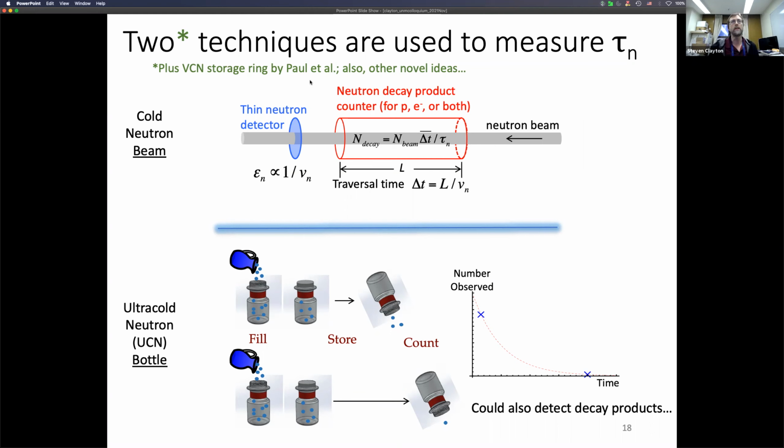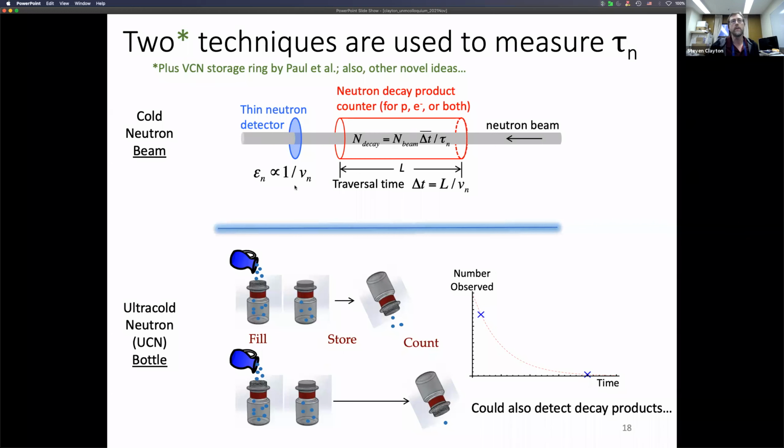And there are other cool ideas, but right now they're not competitive as far as the precision. So basically, you have the cold neutron beam experiments that use pretty intense sources of cold neutrons. In this case, say the neutrons come from the right up here, travel through this fiducial volume, that is the volume that your counter is looking at, and we look for the decay products. So whether it's the proton coming off or the electron, or even both. And then that beam continues through this thin neutron detector.